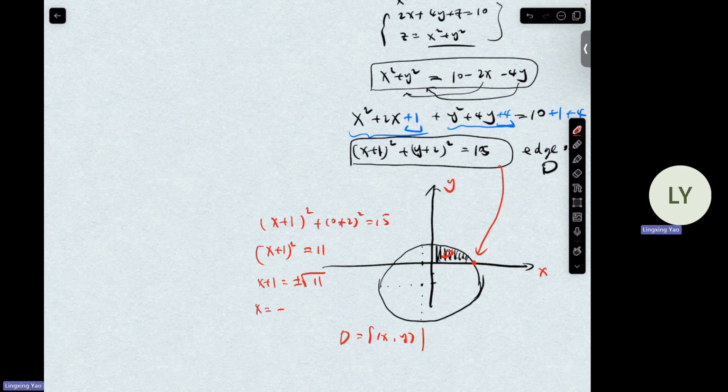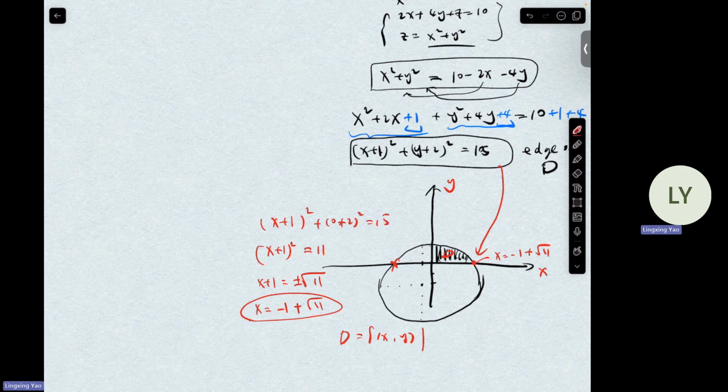So x equals -1 plus square root of 11. It can't be the negative branch, because if we have minus square root 11, this x will be this one. But that is not what we're looking at. I think we're looking at this one. So this is the x value. This x is -1 plus square root of 11.